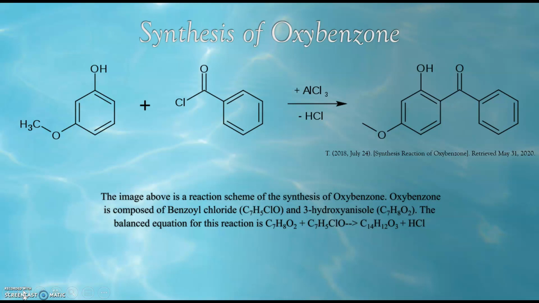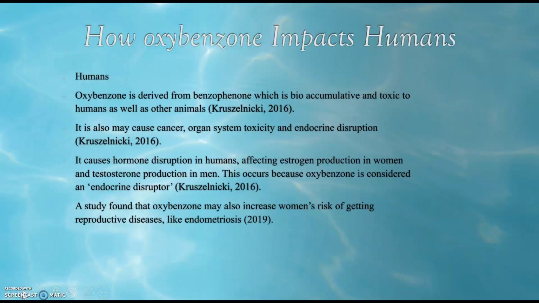So the chemical formula for that is C14H12O3, and hydrochloric acid is created as a byproduct, which is why we see the plus HCl. And this can be applied to our chemical reactions unit in terms of synthesis reactions, as well as our stoichiometry unit as well.